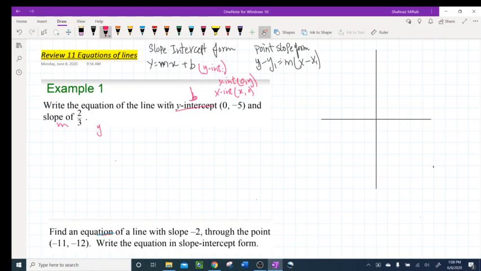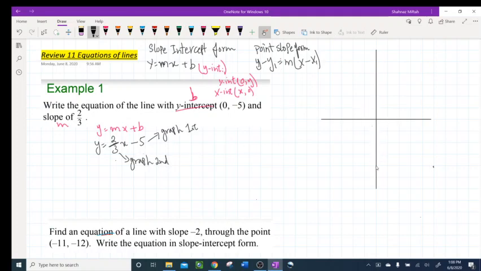Okay, let me write down the equation. Since y-intercept and slope are given, I'm using slope-intercept form, y equals mx plus b. Plug in the slope, which is already given. X stays. B is -5. How do I graph this? Always graph -5 first, then you're going to graph the slope second. So I'm going to graph -5.